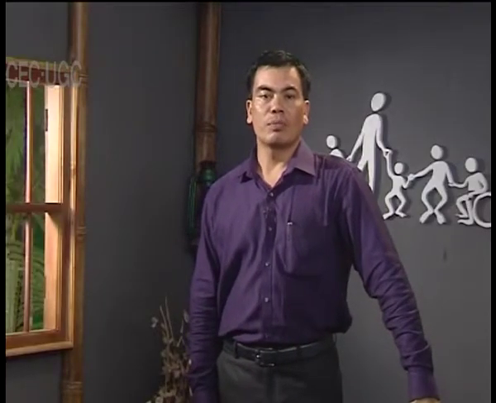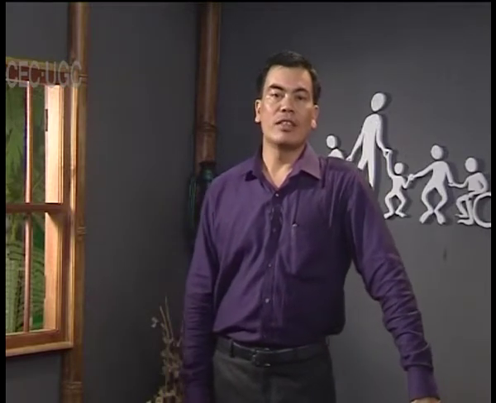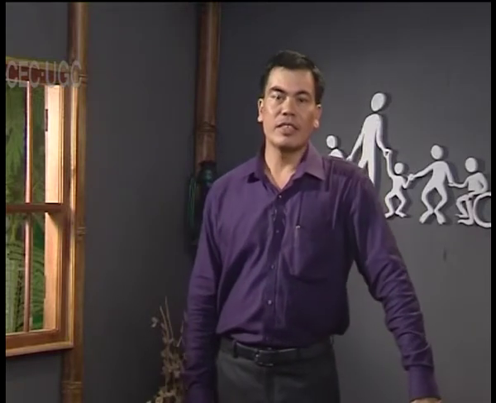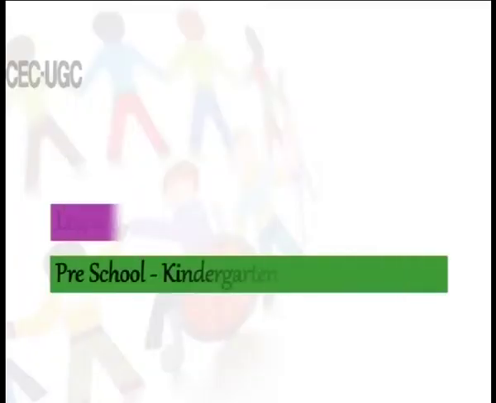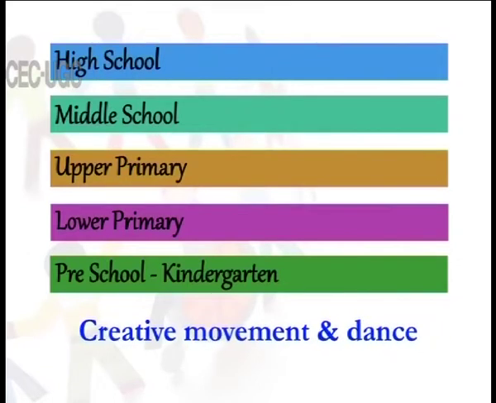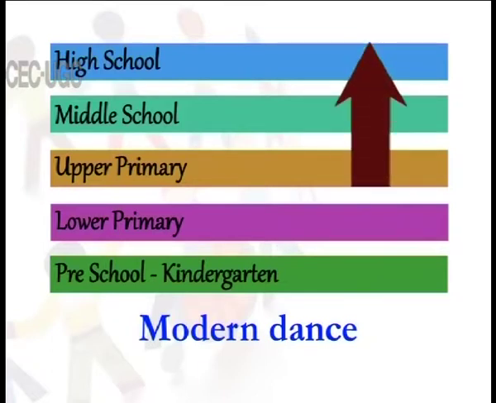For an overview of the general order of the dance forms suggested by K through 12 in regard to traditional age-appropriate dance contents, Kissing and the Jays 2003 present the sequence as follows. For the creative movement and dance, it will start from preschool, kindergarten to lower primary. For the modern dance, it will start from upper primary, middle school and goes up to high school.